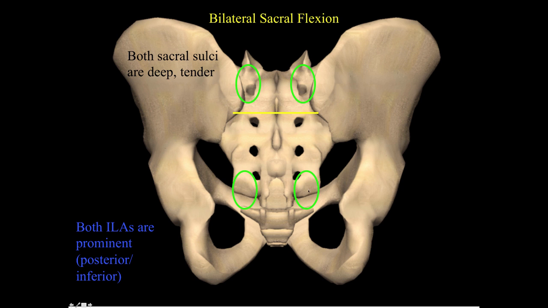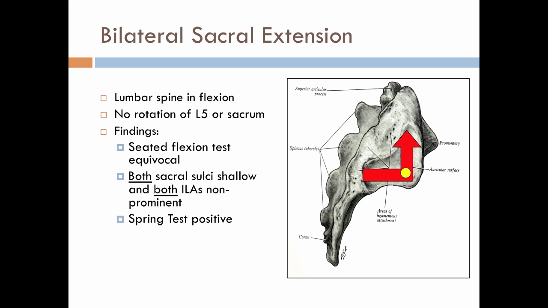The ILAs will both be fairly prominent, more so than you would normally expect. And this motion is occurring around one of the transverse axes. The bilateral sacral extension will instead have anterior motion along this part of the SI joint and superior motion on this arm of the SI joint, resulting in posterior motion of the sacral base and anterior motion of the apex.